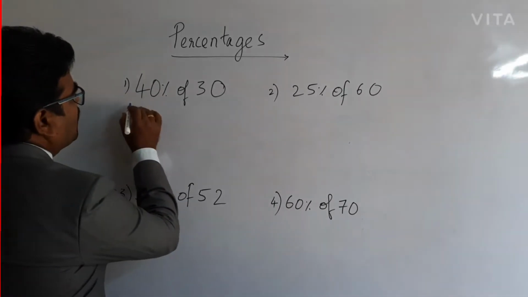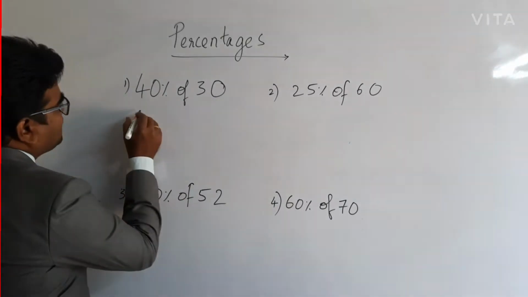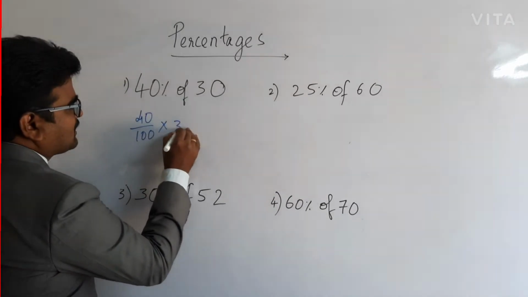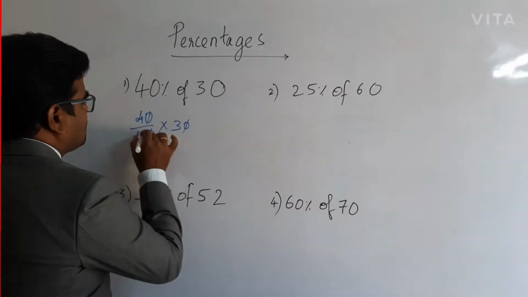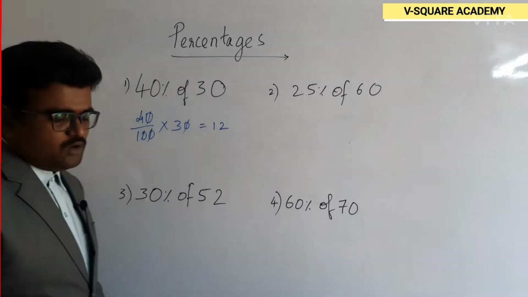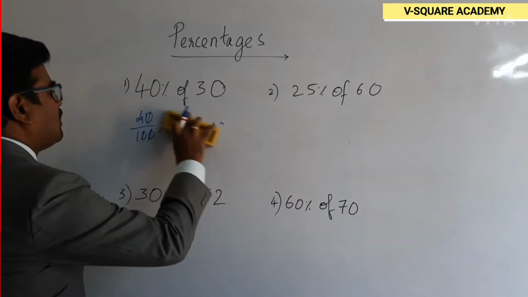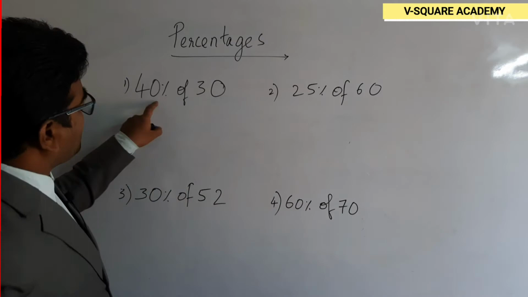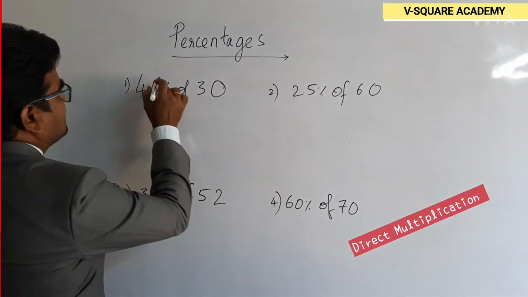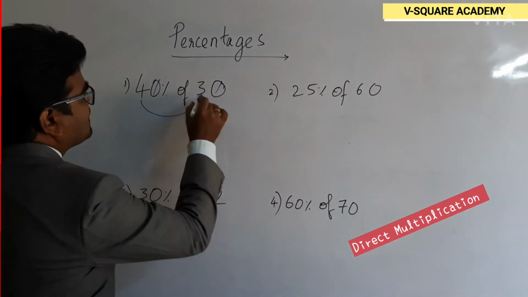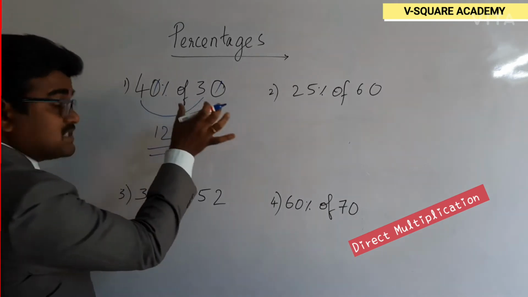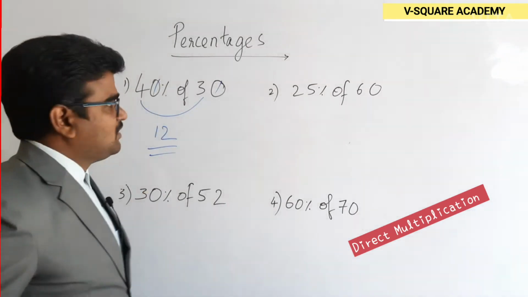You all know 40% of 30. Most people will do it like this: 40 by 100 into 30. They cancel the zeros and get 4 threes are 12. According to me, there is no need to do all this. Since you have 2 zeros and 100 in the denominator, the zeros get cancelled, so you can directly multiply 4 into 3, that is 4 threes are 12. So 12 is 40% of 30. Friends, we have understood this.